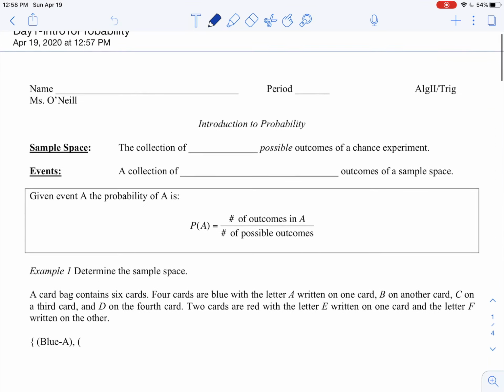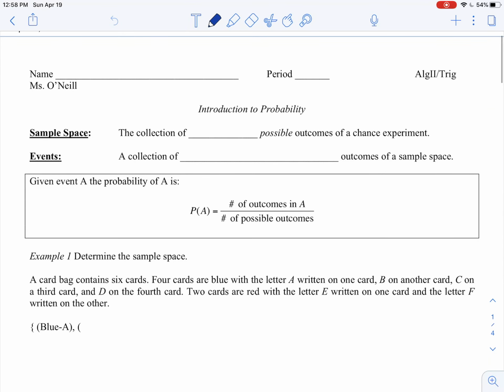Okay, so we are now going to begin a unit on probability. I'm sure you've probably heard of probability before. It has to do with, obviously, the likelihood of something occurring in a specific situation. So I just want to start by going over a little bit of vocabulary.